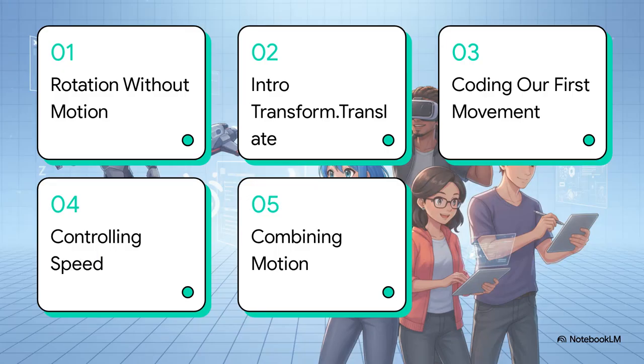So here's the game plan for today. First, we're going to look at a classic problem. We've got an object that can spin around, but it's totally stuck in one spot. Then we'll introduce the hero of our story, Transform.Translate. After that, it's time to get our hands dirty. We're jumping right into the code to get our first movement working. From there, we'll learn how to tame that movement, controlling its speed and direction. And finally, we'll put it all together, combining rotation and movement to create something really cool.